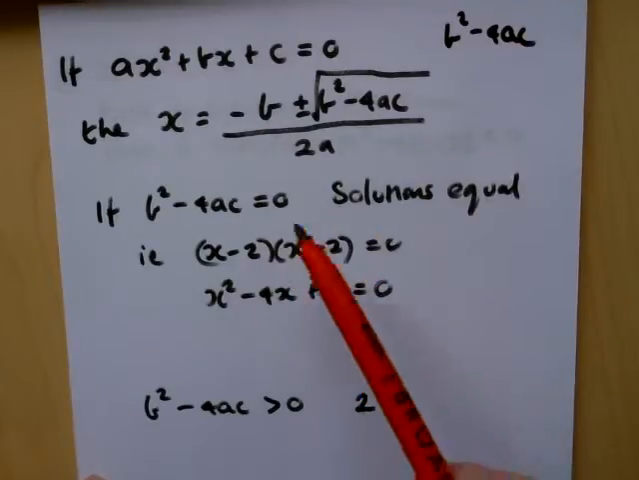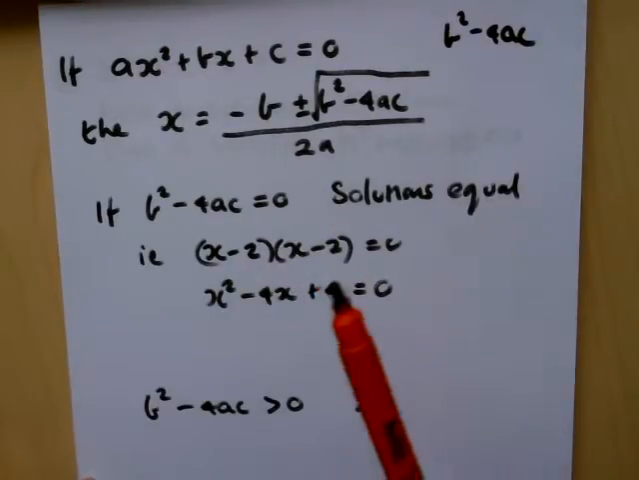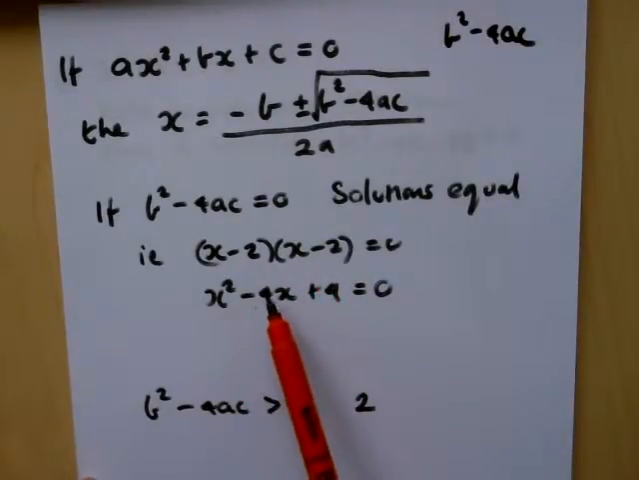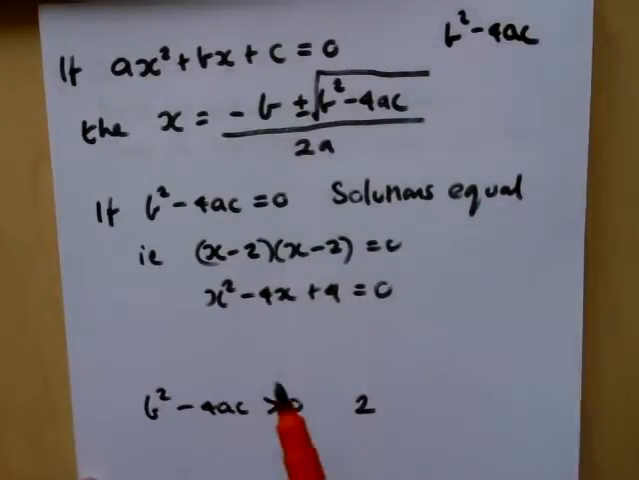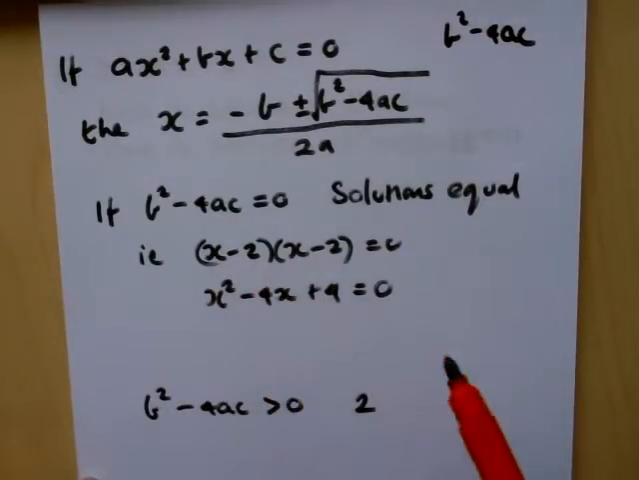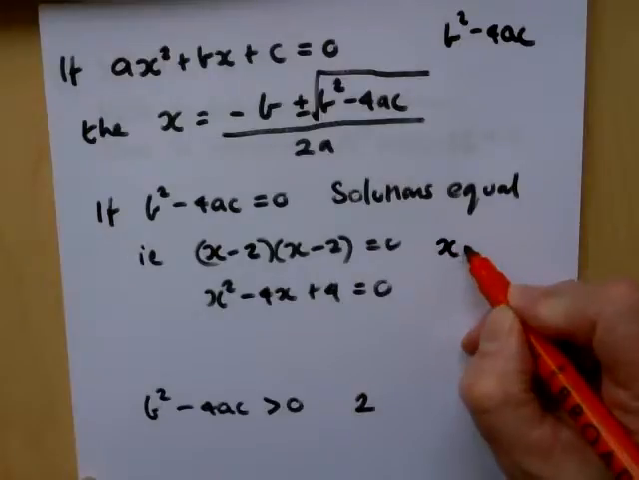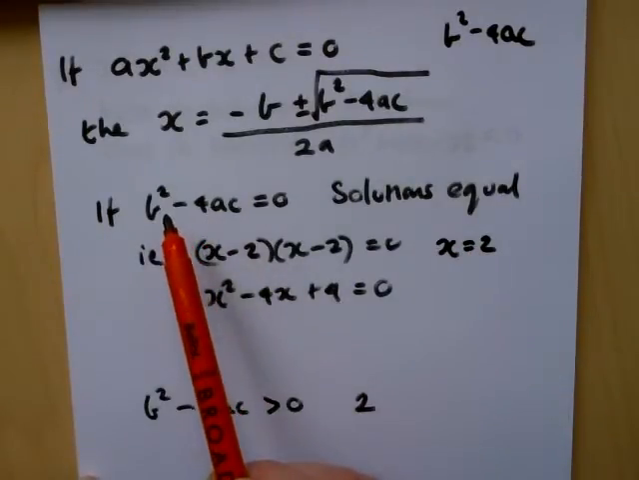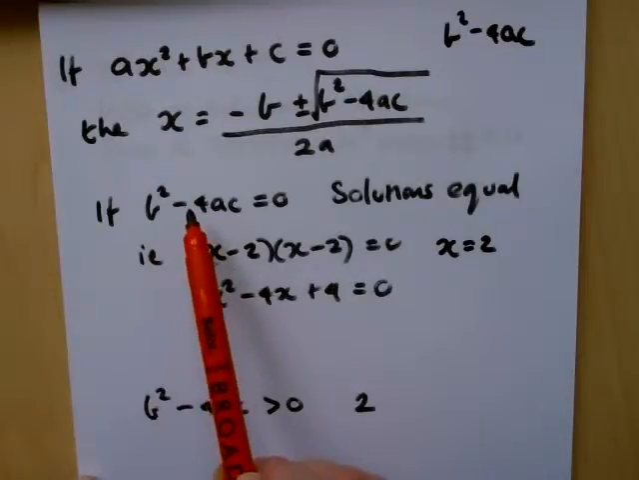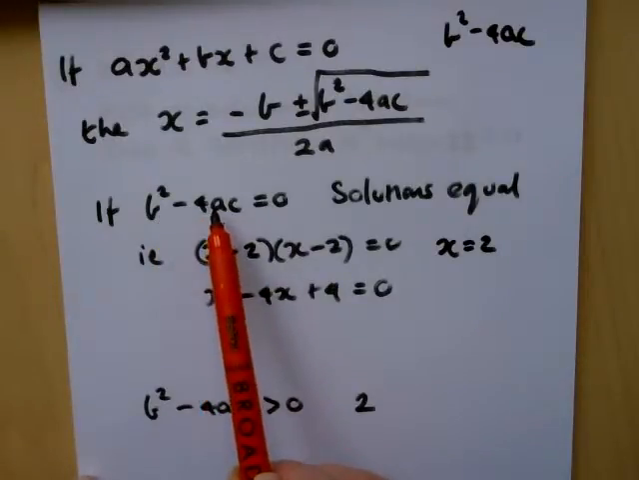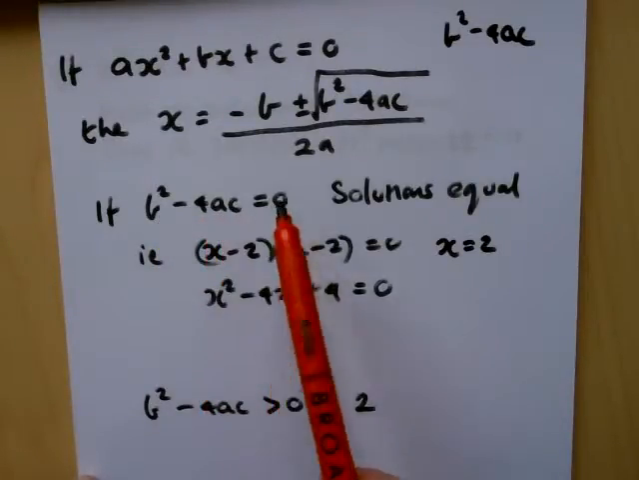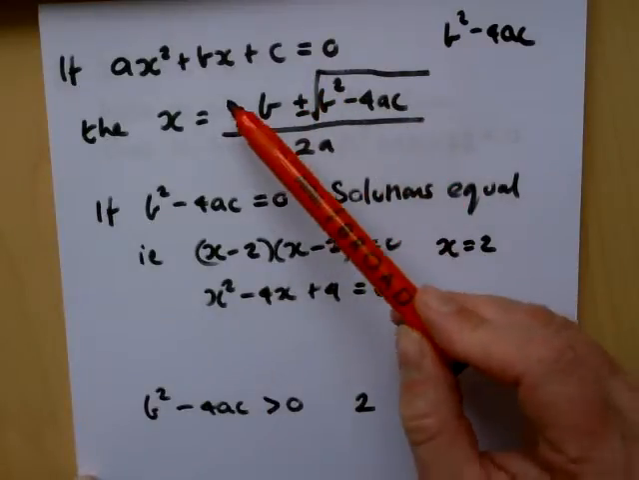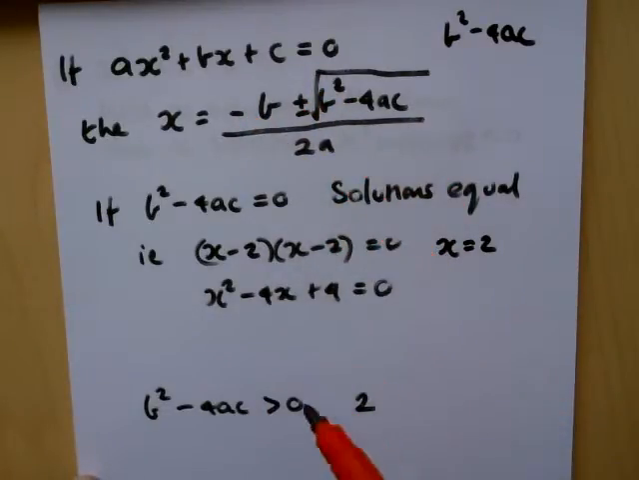Now in the case where we have equal solutions, which we would get from the quadratic x squared minus 4x plus 4, which factorizes into (x minus 2)(x minus 2), you'll know from the factorizing technique that x will equal 2. If you put the values into the discriminant, you would find that b squared minus 4ac was equal to 0. And that kind of gets rid of this part and just gives you one solution. So I'll show you that.